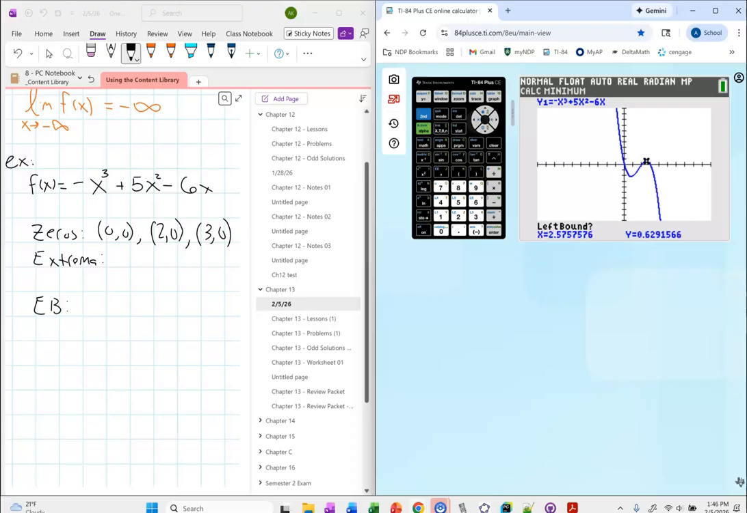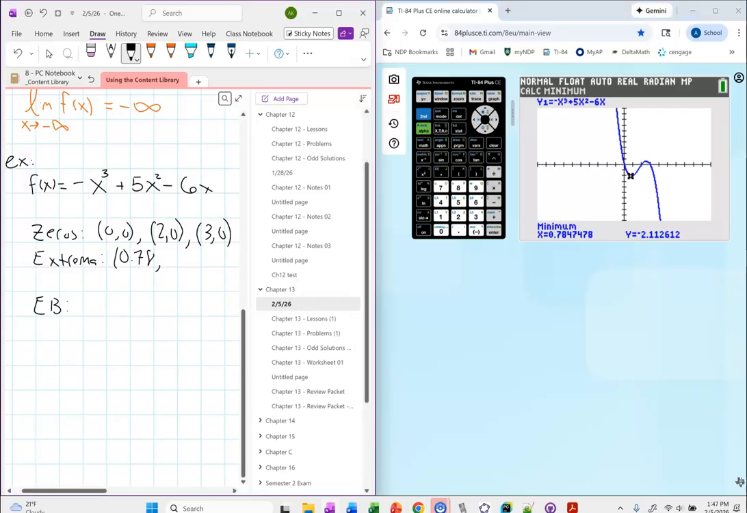So I'm going to take my cursor and move it somewhere to the left of where I think that local minimum is and press enter. Now for the right bound, I'm just going to move it somewhere to the right of where I think that local minimum is. And as long as there's only 1 minimum in between, my guess doesn't matter. I'll just press enter where I'm at. And there is my answer, rounded to 2 decimal places. We'll do that, and I'll note that that was a local minimum.